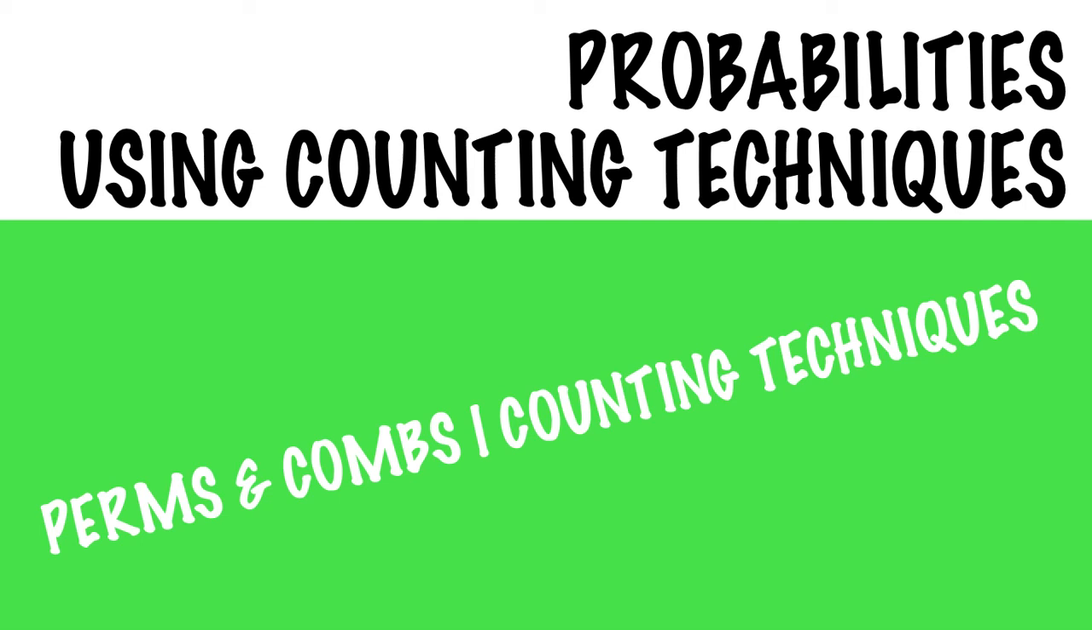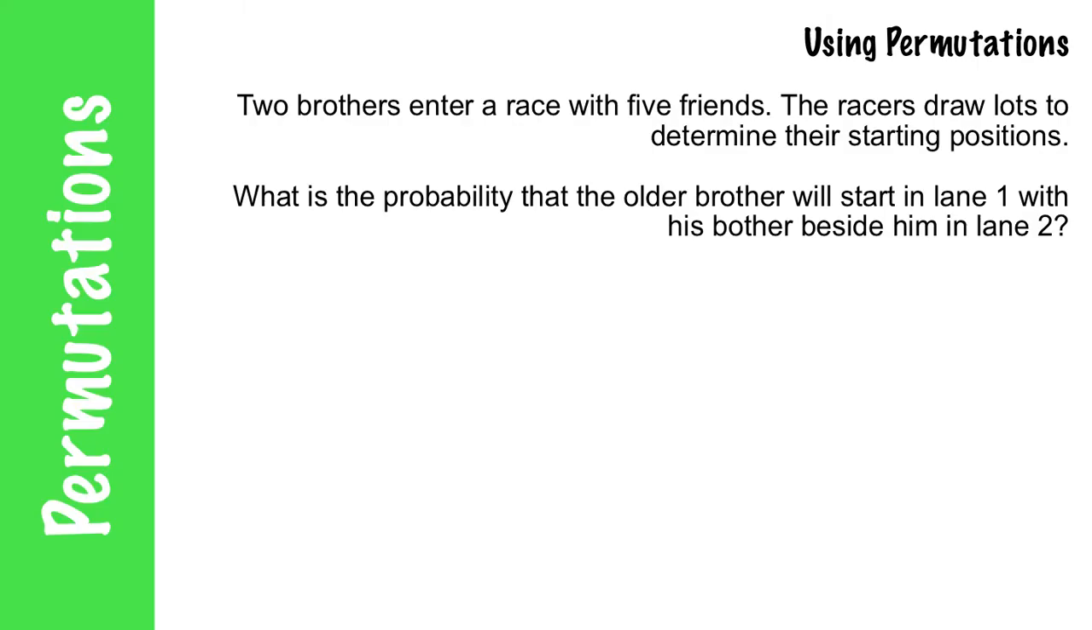Probabilities using counting techniques. Using permutations. Two brothers enter a race with 5 friends. The racers draw lots to determine their starting positions. What is the probability that the older brother will start in lane 1 with his brother beside him in lane 2? So we're looking at the probability of this occurring.